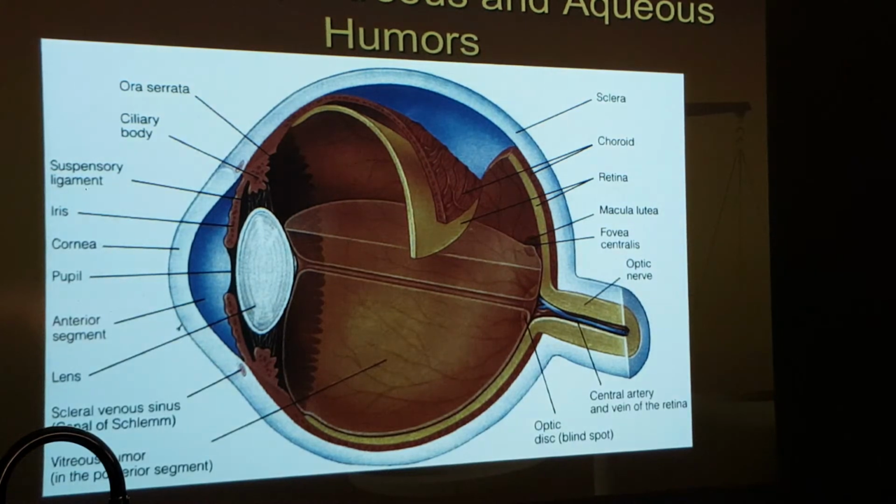We have the 3 tunics of the eye: the fibrous tunic, the vascular tunic, and the nervous tunic. And all 3 of those show up on our model.